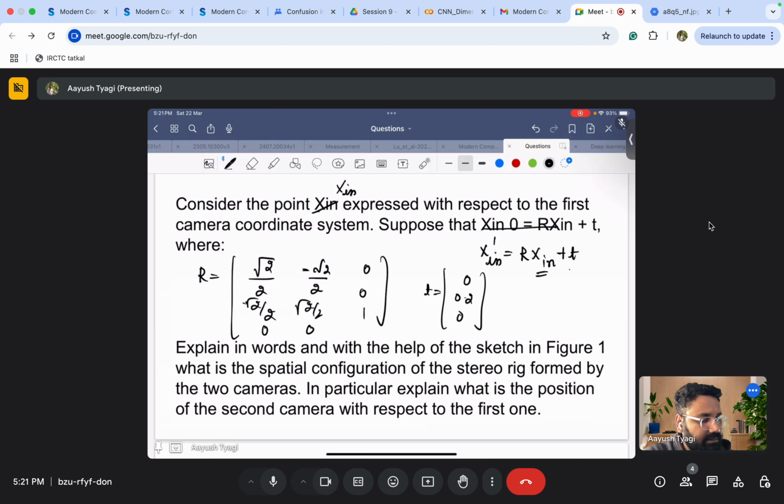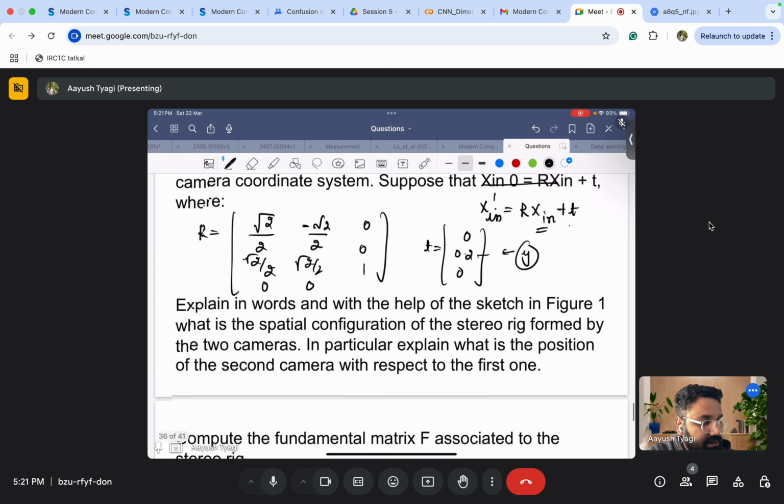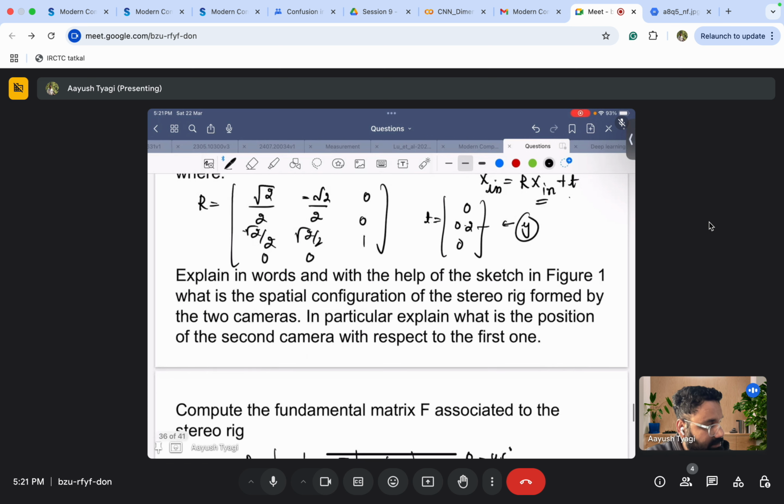Okay, thanks. So you have an R matrix which is given to you, and you have a translation vector as well. There is a translation in the y direction. Explain in words, and you might want to sketch a figure: what is the spatial configuration?